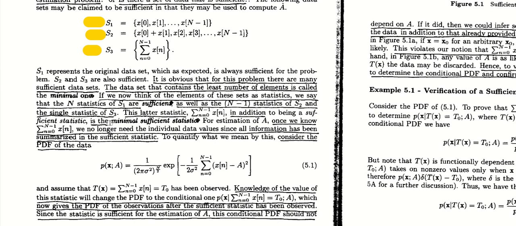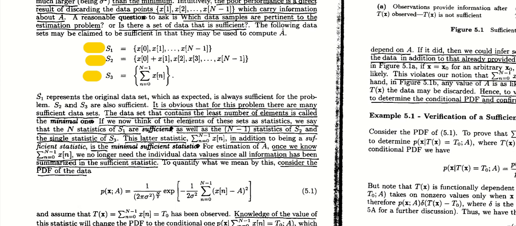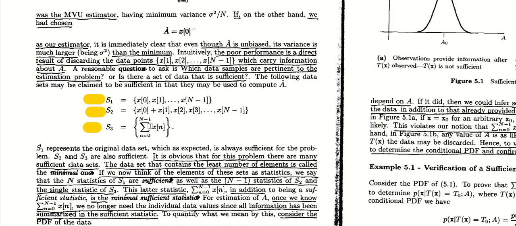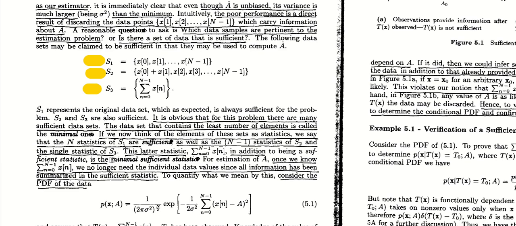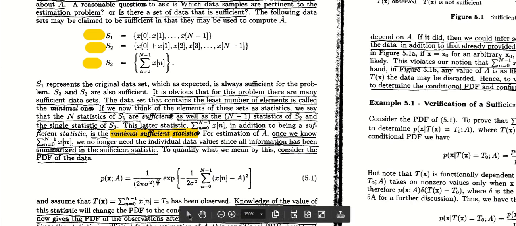Okay, the next thing is we need to know if it's minimum sufficient. Minimum sufficient means that it has the least amount of data and yet is still sufficient. If we look at the three statistics, we will find that S3 is the minimum and yet is still sufficient. So that will be the minimum sufficient statistic.